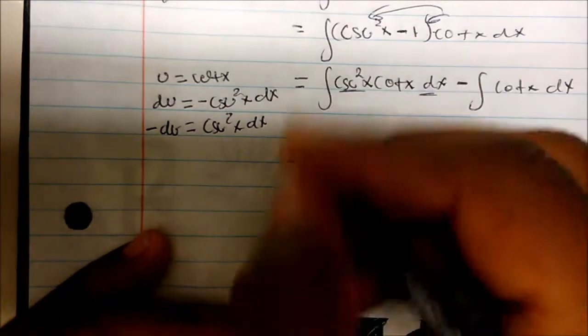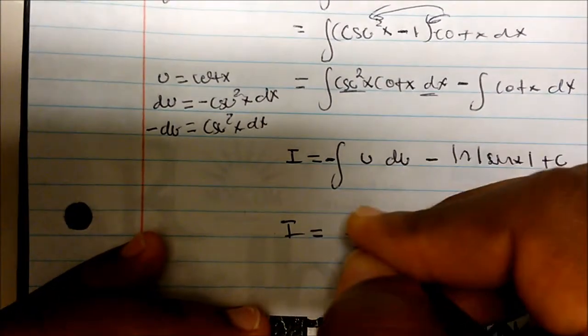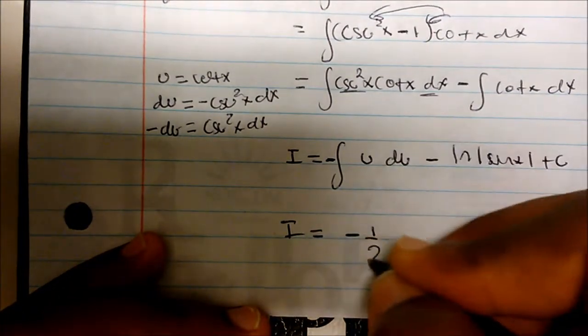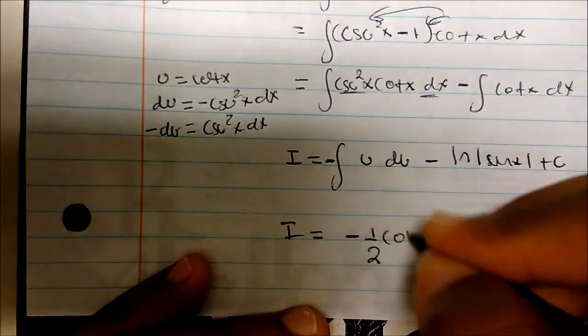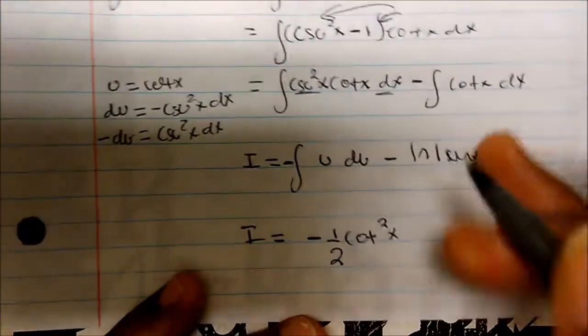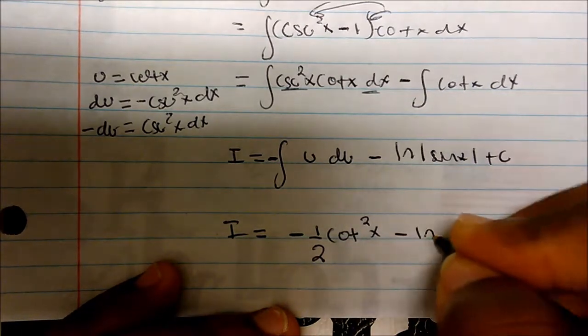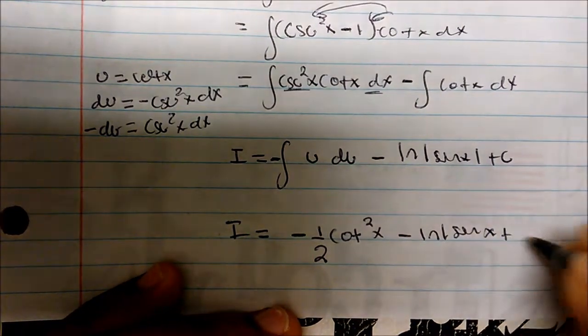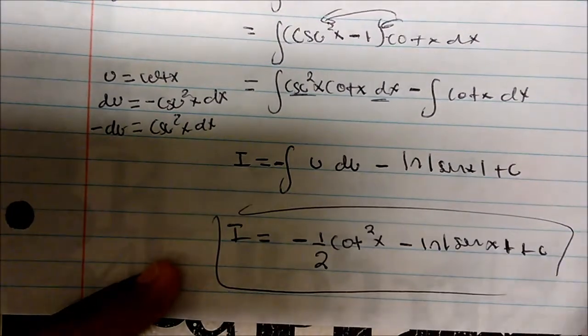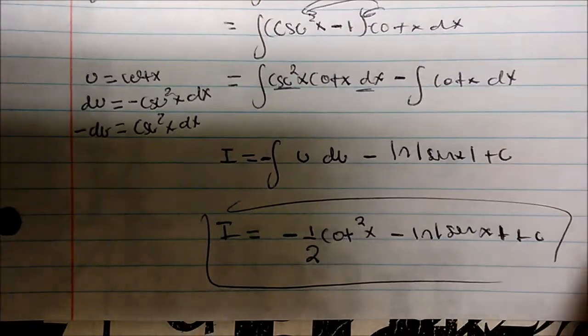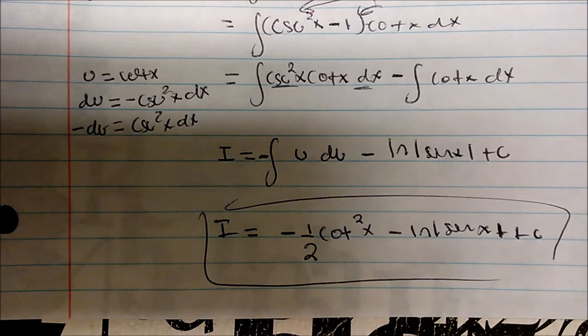And taking the integral of this one, we know our integration is going to give negative 1/2, or what was my u? Cotangent of x. So this becomes negative 1/2 cotangent squared of x minus natural log of the absolute value of sine of x plus c. So that would be my integral of cotangent cubed of x.